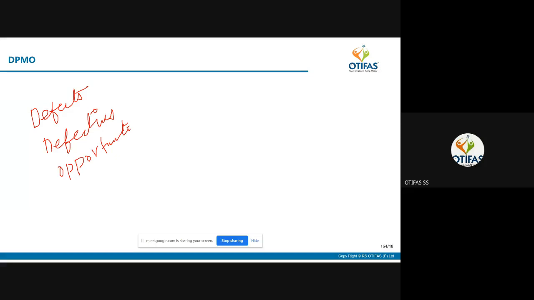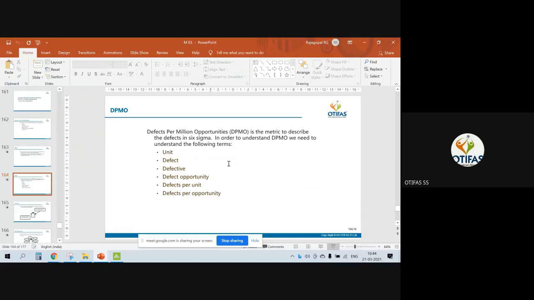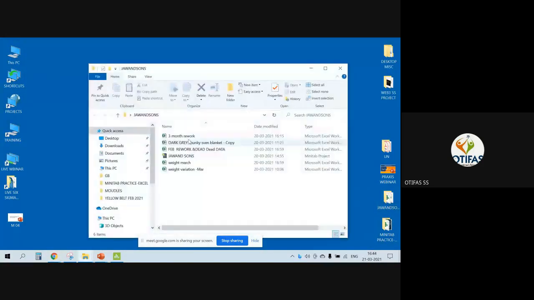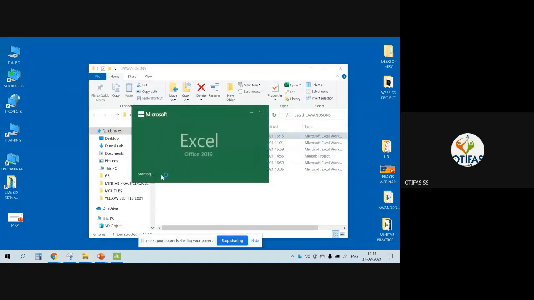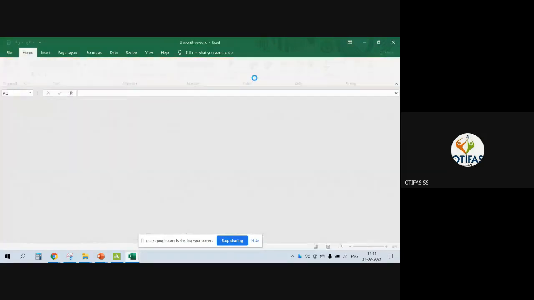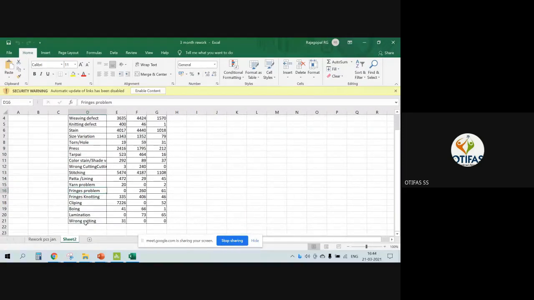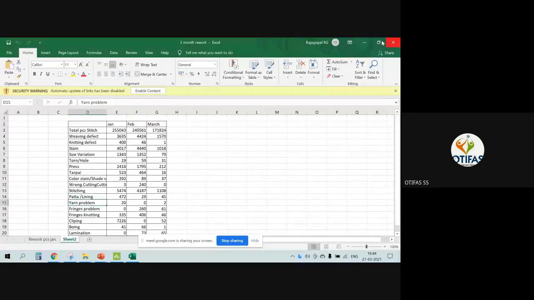There they have a prop, like a blanket. Now this blanket has so many defects. Okay, now you understand what defects and opportunities are. They have around 8 opportunities, let me see what they are. They can have defects like a weaving defect, knitting defect, stain, size variation, tone hole, press, and so many other defects. If any of these defects happens in that blanket, they will reject that blanket.